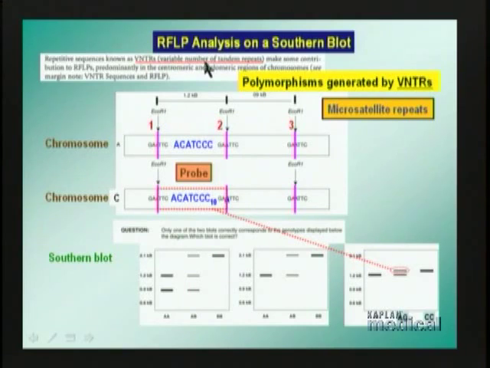So again, to summarize, what you see here is polymorphisms generated by VNTRs, as well as polymorphisms generated by mutations that we talked about earlier. Now, this is all the basis for using RFLP analysis for genetic testing, for forensic medicine, and for other types of testing of DNA. Now, on this figure here is an application of the VNTR.